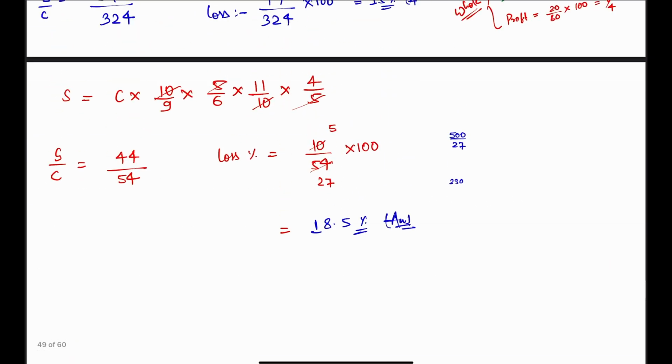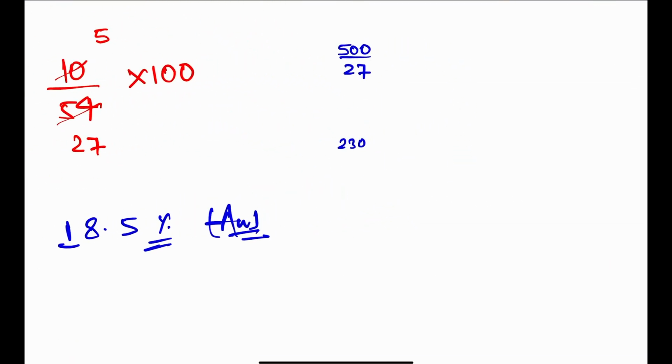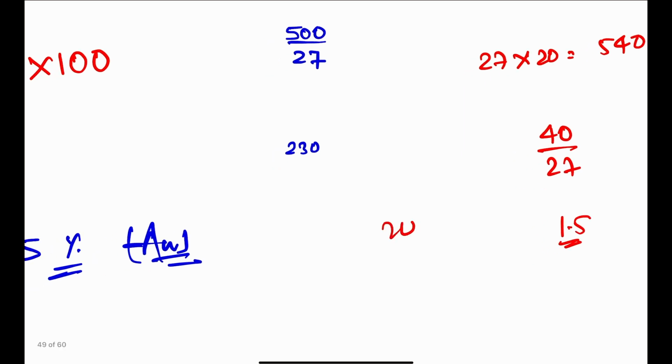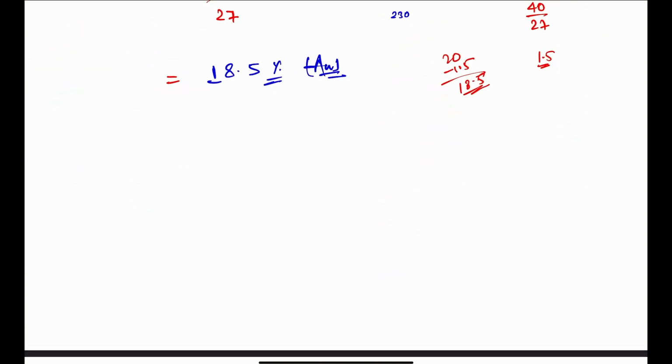Okay, here, how did I think of 500 by 27? So I can say that 27 into 20 is 540, and I need only 500, so 40 less. 40 by 27 is something like 1.5, so 20 minus 1.5 is 18.5. So that's how also we can think of it.